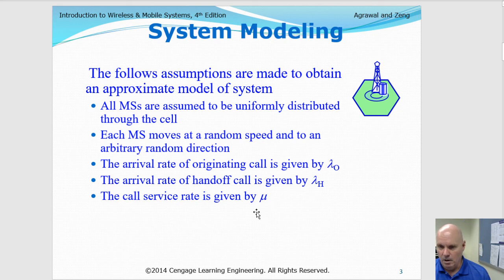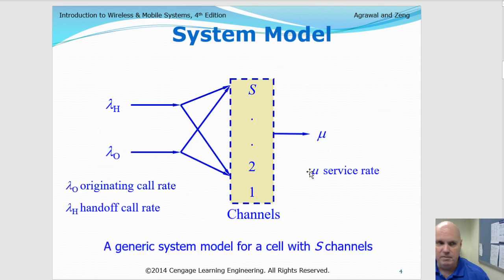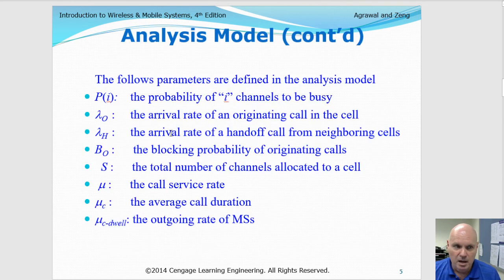The other way in which we can allocate channels is due to handoffs. So this would be to users who are currently on a call who move from an adjacent cell into our cell, and we have to allocate them a channel so that they can continue the call. And then the call service rate is denoted by this mu parameter. Okay, and so here's a graphical model of what's going on there. We've got capital S channels available in our cell. Any of the S channels might be allocated to either an originating call or a handoff call. Okay. And here's the notation.